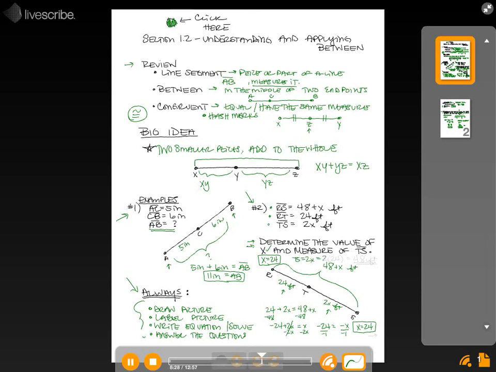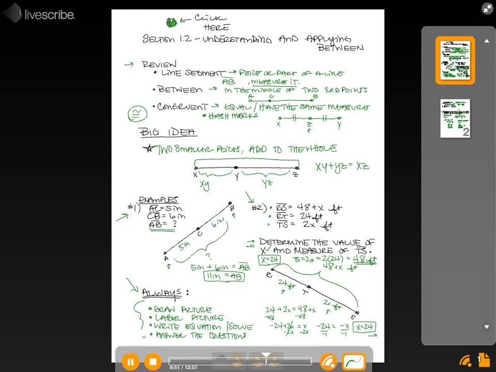Well, we found x to be 24, so I'm going to plug in my x. 2 times 24 is 48. So there would be my answer, 48 feet. Now, I've answered both parts, and that's what I want you to be aware of, that you need to answer both parts of the question. Okay, let's go on to the next two.